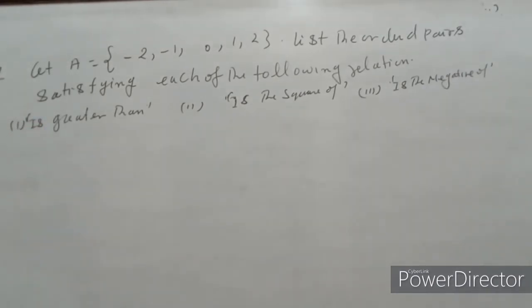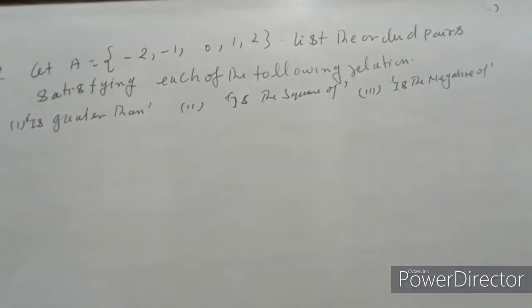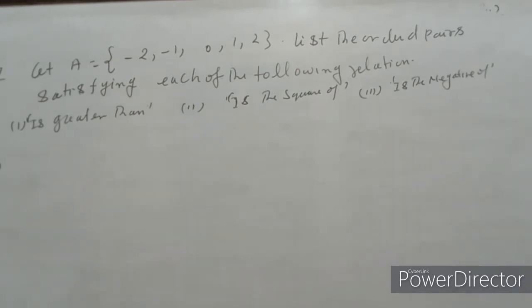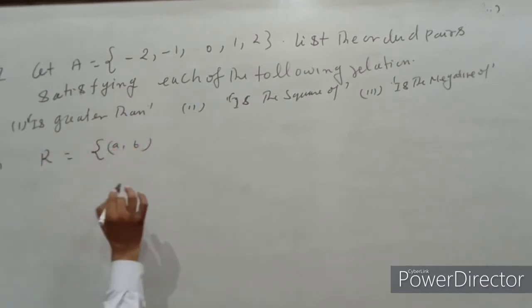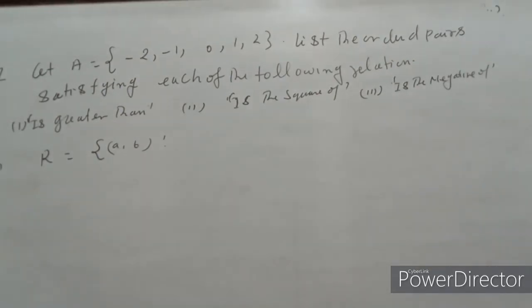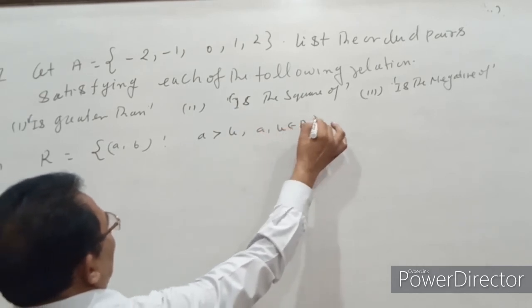Let A be the given set. List the ordered pairs that satisfy each of the following relations. हमें उन ऑर्डर पेयर्स की लिस्ट देनी है जो दिए हुए रिलेशंस को सेटिस्फाई करते हैं। पहला रिलेशन है "is greater than", यानी a relation R such that ordered pair (a, b) is in R if a is greater than b. ग्रेटर देन का अर्थ है कि the first component a is greater than b, and a, b both belong to A.